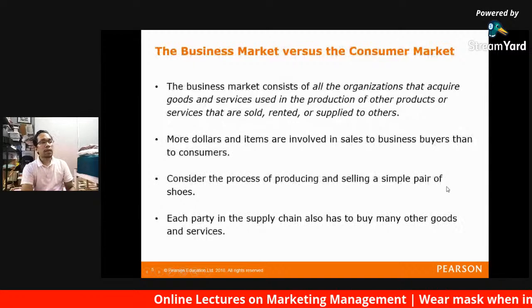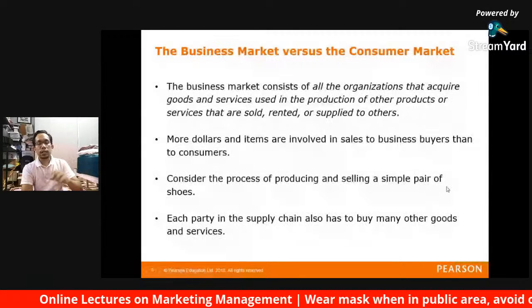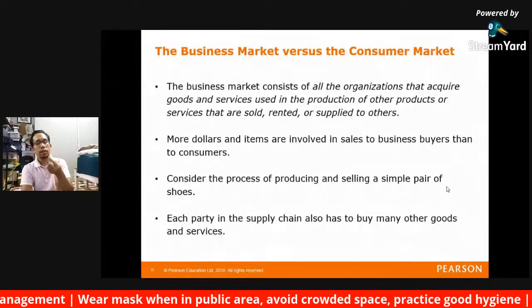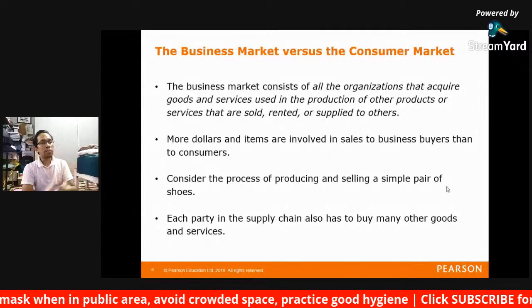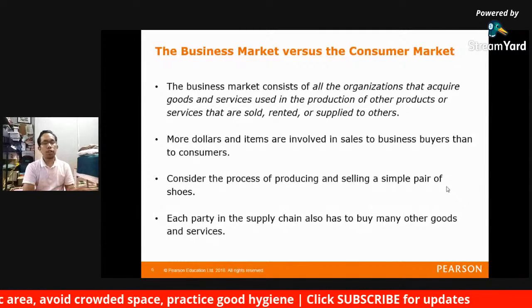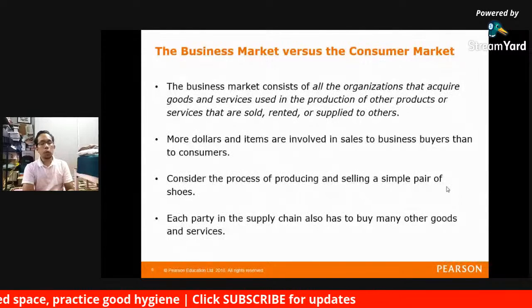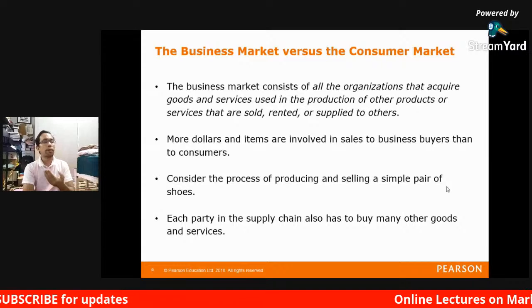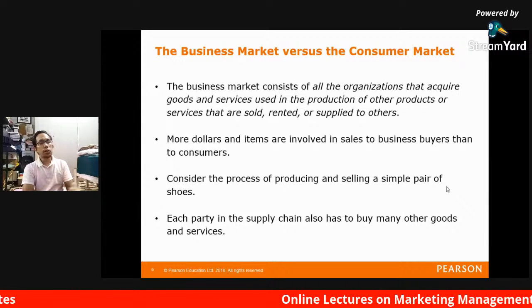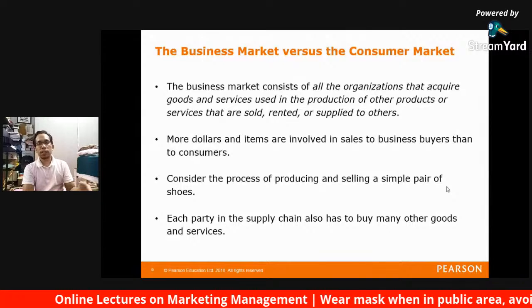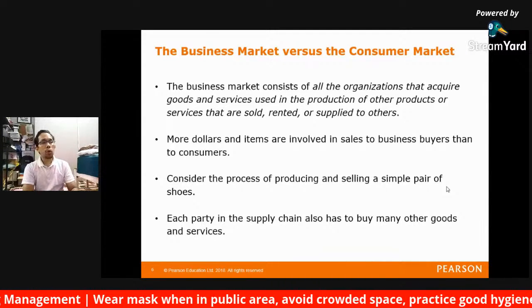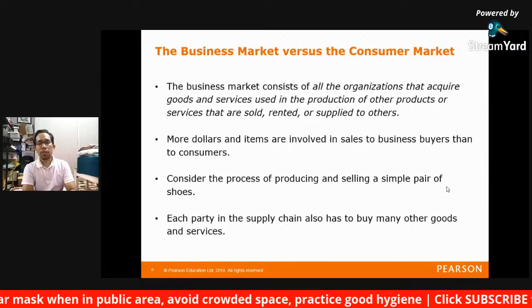The business market compared to the consumer market, these are some differences you need to know. The business market consists of organizations that acquire goods and services. Acquire means buy goods or services used in production, which means it may be raw material or service, that are sold, rented, and supplied to others.